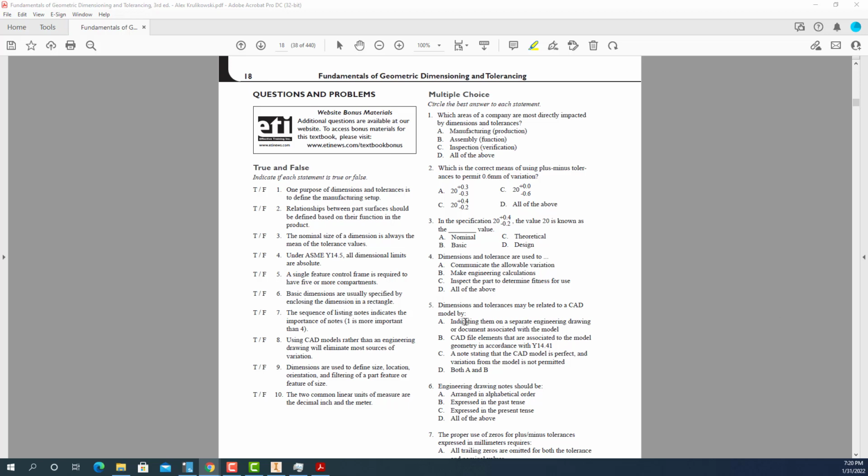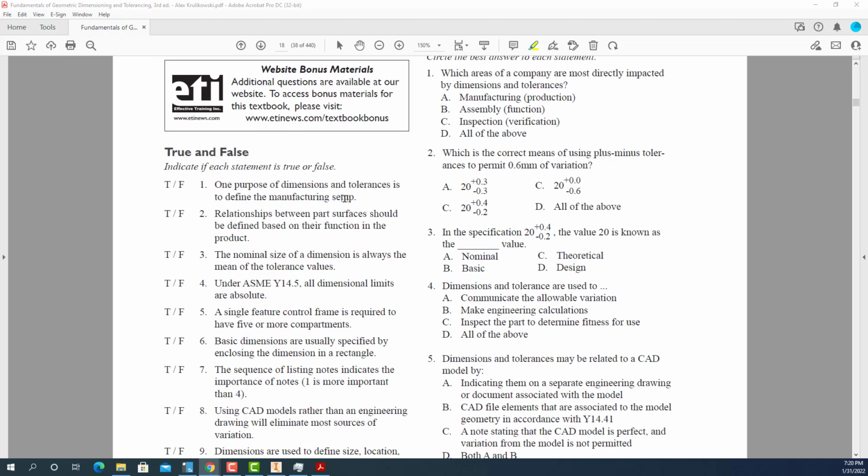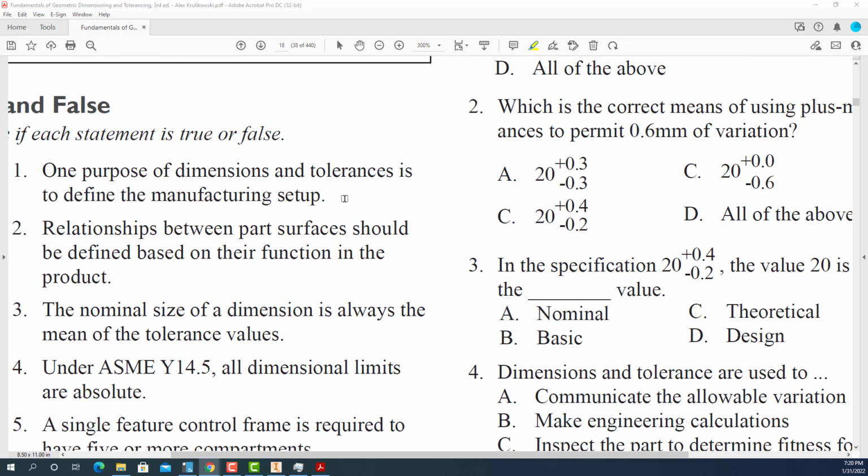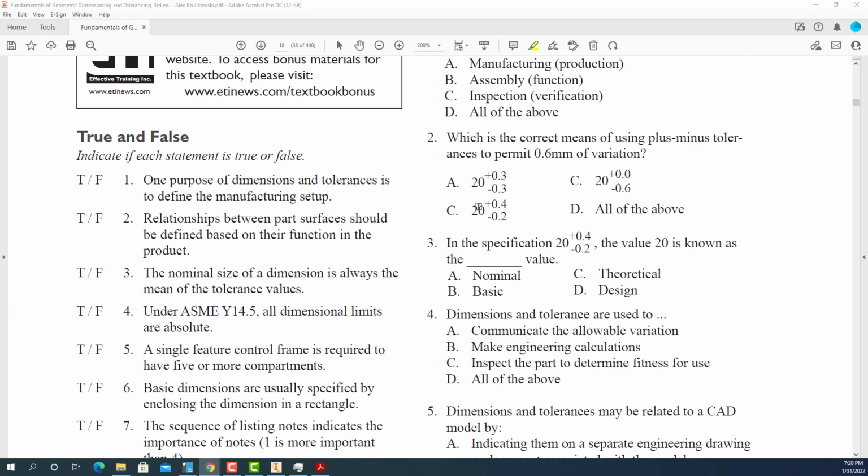You want to read out loud each one? Sure. Okay. Read out loud and tell us what you think. I've got it really big on the screen if you want to use that. One purpose of dimensions and tolerances is to define the manufacturing setup. I would say that's true. That is true. That's one reason.